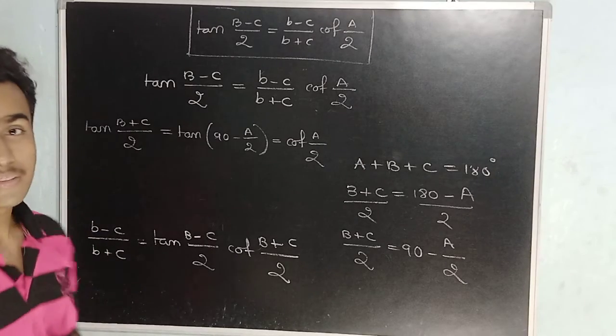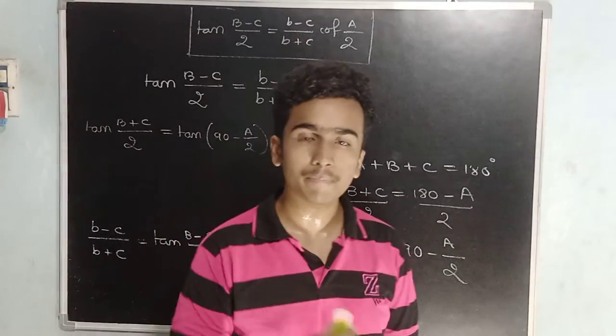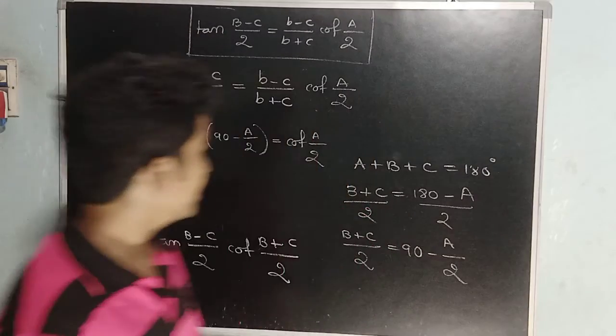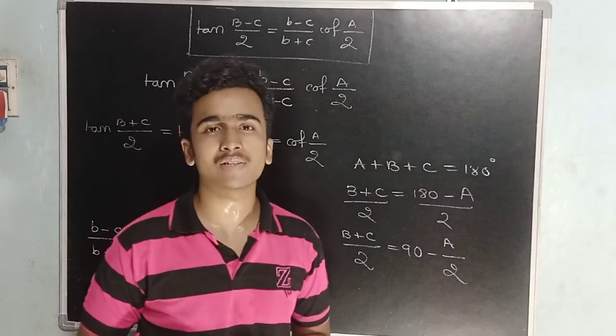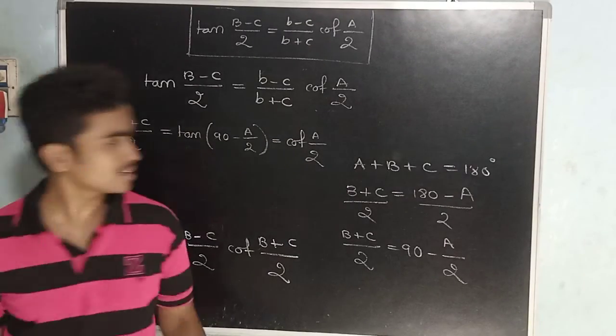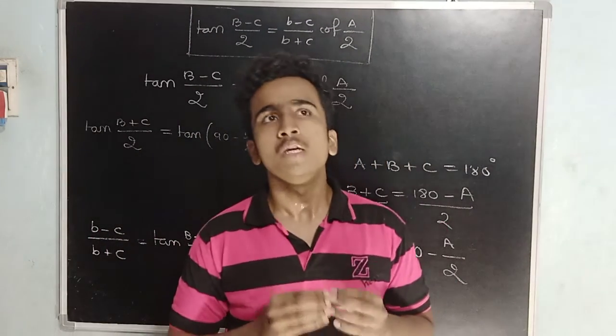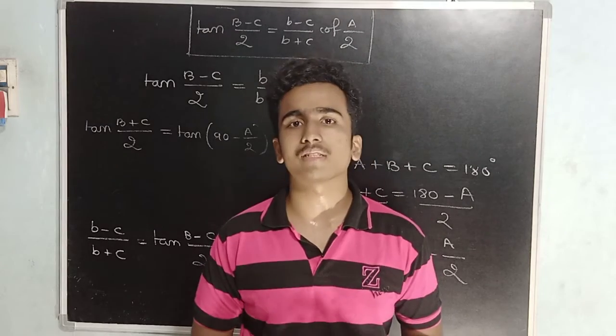This is the second method. The first method used the tan A minus B formula, and this is another method considering the sine rule. Okay. In this way, not only these things, in mathematics many formulas can be proved by many different methods.